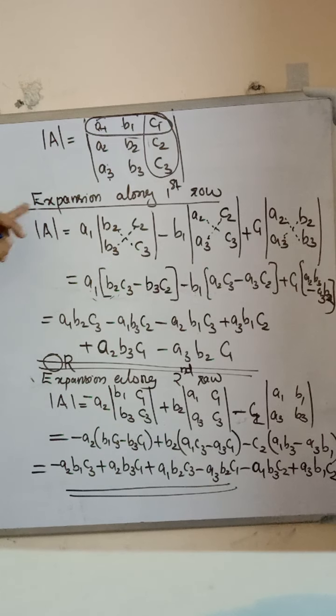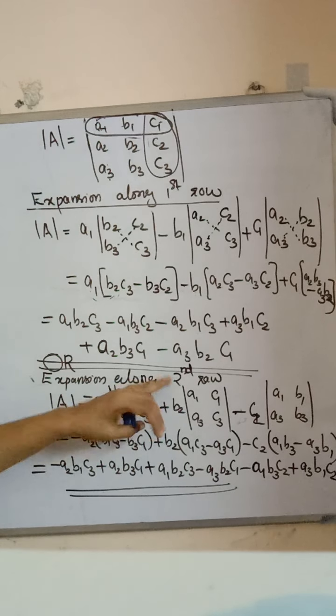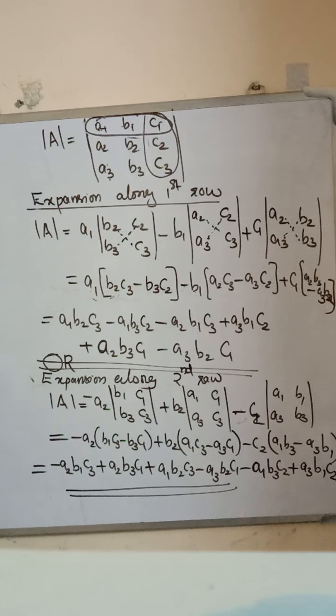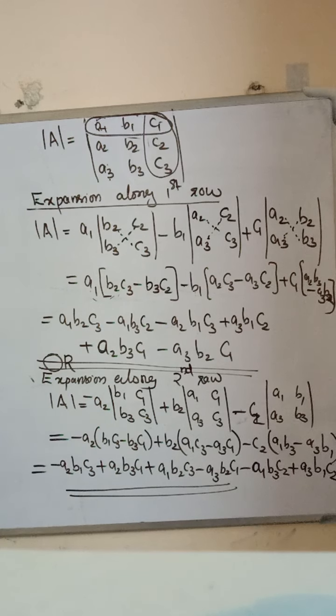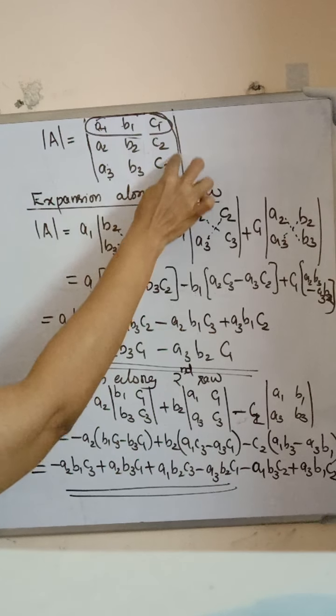Here we used the expansion along the first row, or we can find this determinant by expansion along the second row. These two answers are the same, because the determinant has a unique value. Check the expansion along the second row. Here determinant A equals minus a2. Here determinant A is minus a2.